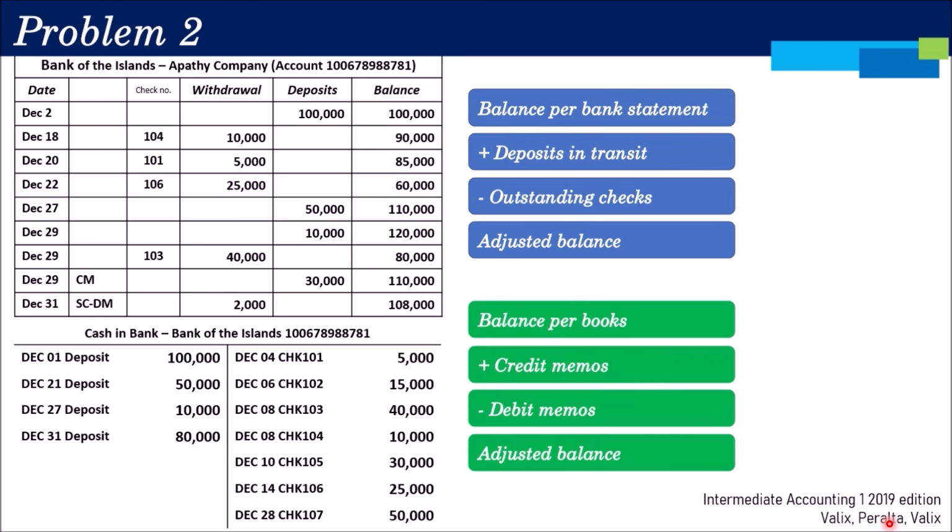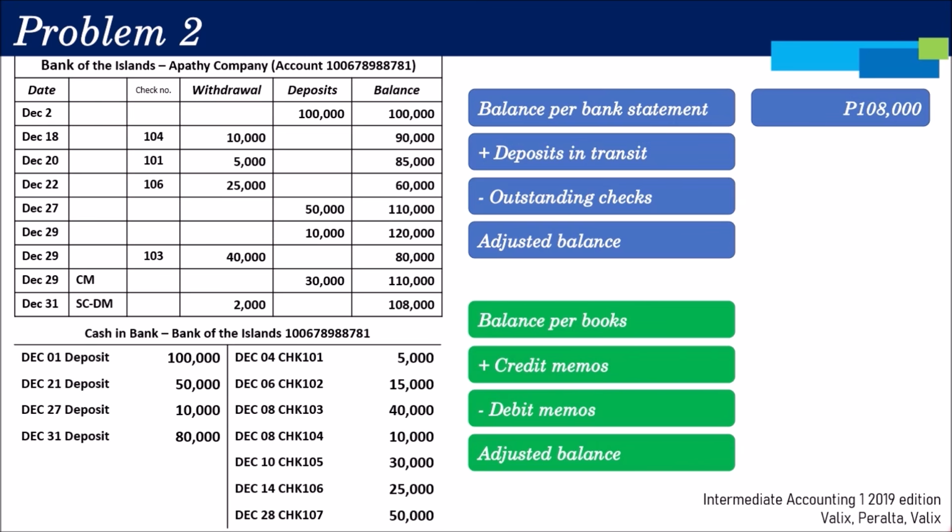Okay. Let's start with balance per bank statement. Nasaan po ang bank statement? Ito po yung bank statement. Sabi ng bangko, ito daw ang naging storya ng pera mo sa bangko namin. Now, December 31, sabi ng bangko, ang balanse ng pera mo sa amin ay 108,000. Yung 108,000 na yun, yun ang iyong balance per bank statement.